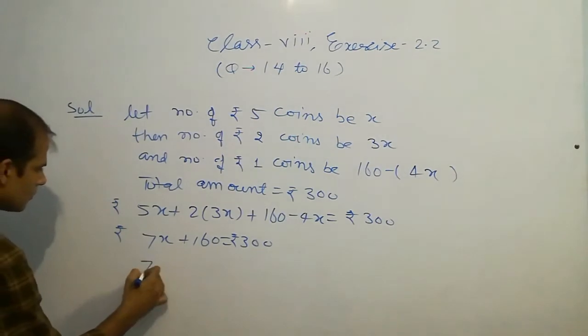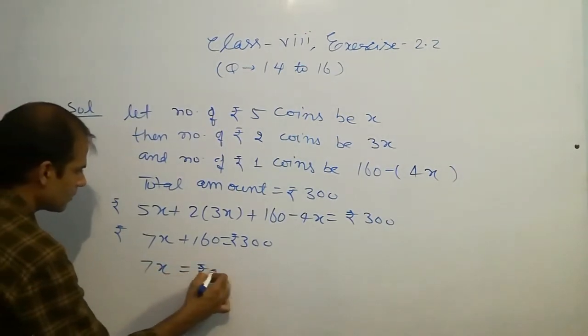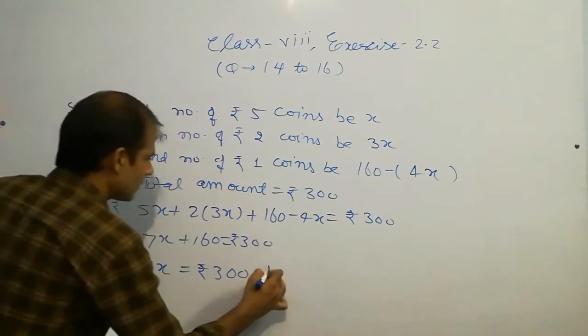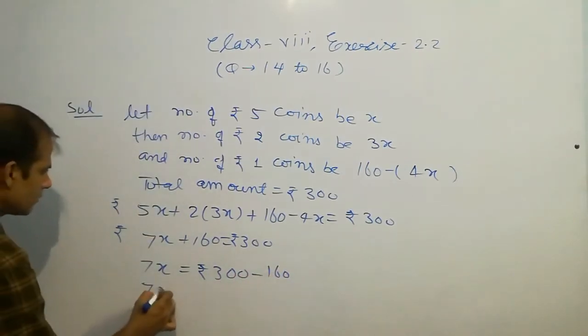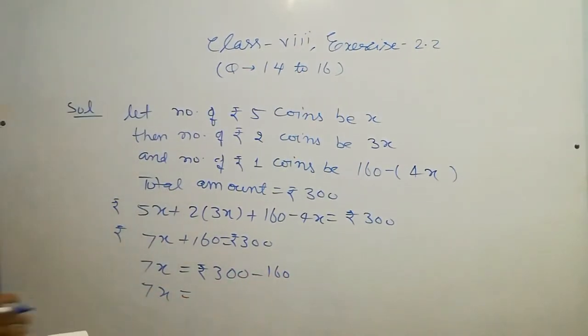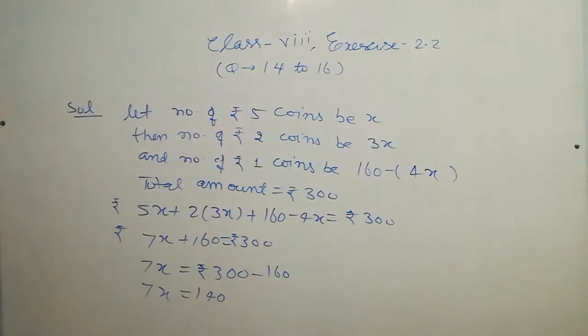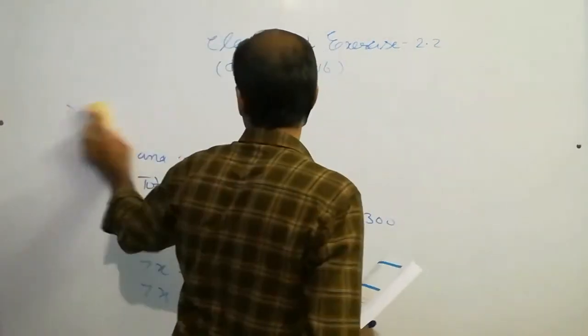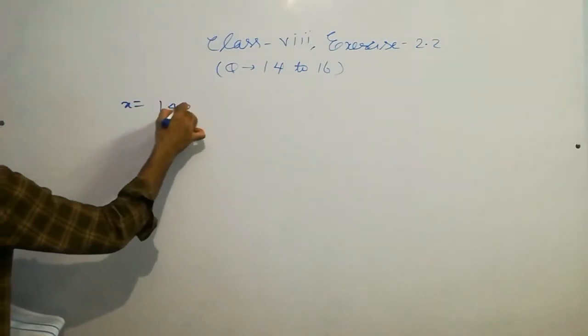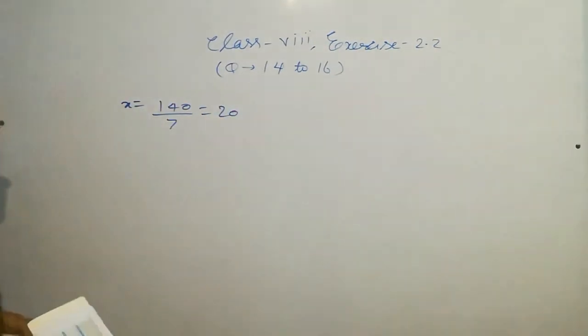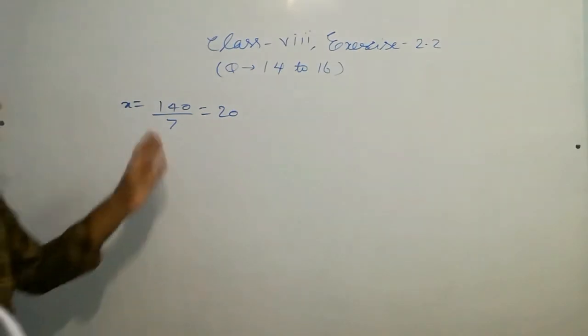So 7x equals rupees 300 minus 160, and what is the difference of 300 minus 160? That is 140. And easily you can calculate the value of x. So I am going to erase, pause the video and note it down. And x is 140 upon 7, that is 20. So finally we have found the value of x.